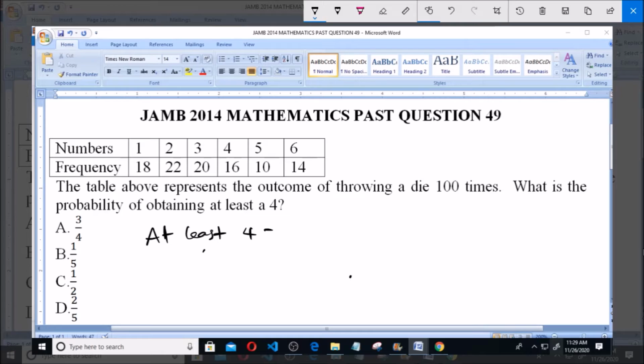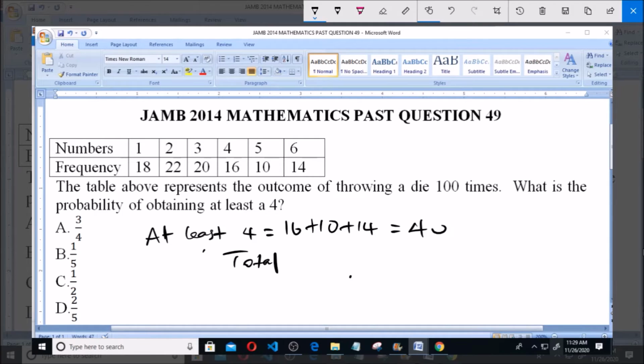At least 4 means that what? Those that obtained 4 and above, and that is 16. So the number of those that obtain 4 and above is what? 16 plus 10, those that also obtain 5, and those that obtain 6, which is what? Plus 14, and this gives us what? 40.